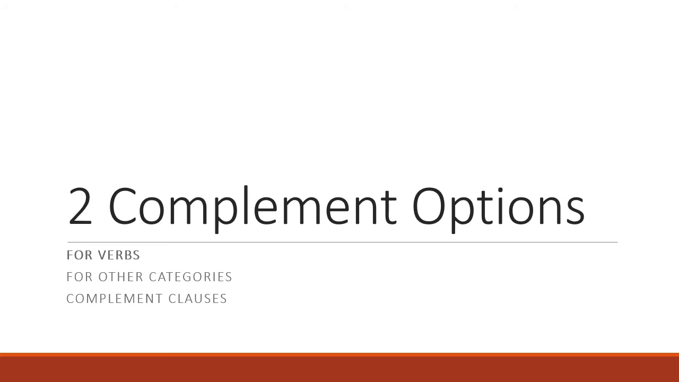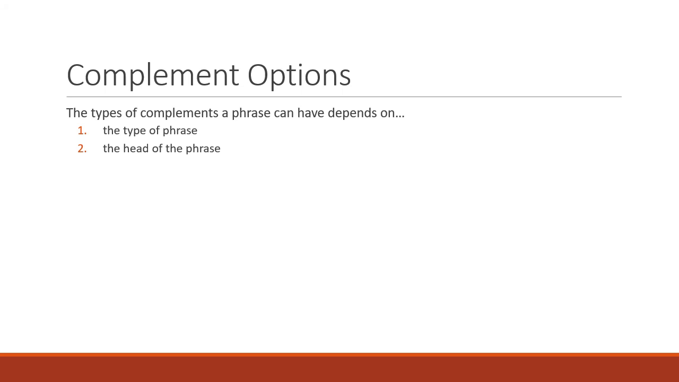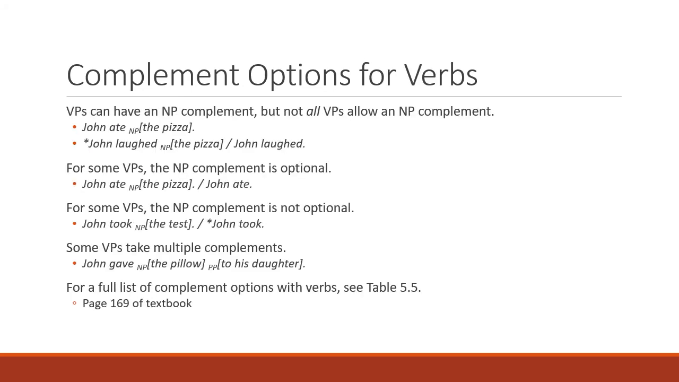Next section is the complement options. So we're going to go through verbs, other categories, and then complement clauses. So first of all, verbs. The types of complements a phrase can have depend on the type of phrase and the head of the phrase. So, options for verbs: VPs, verb phrases, can have an NP, or noun phrase, complement, but not all verb phrases allow an NP complement.